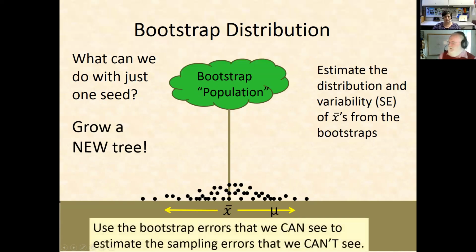I think it was Chris Weil who had a good way of describing this. He said we use the bootstrap errors that we can see to estimate the sampling errors that we can't see, because we can't generate lots and lots and lots of samples.